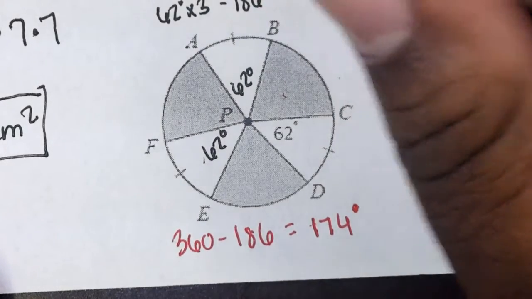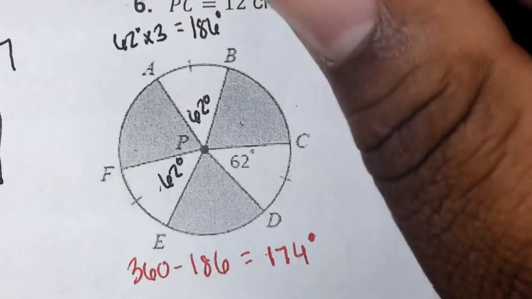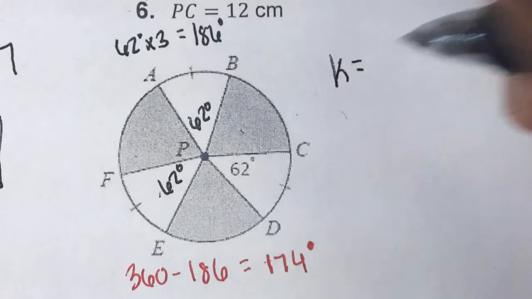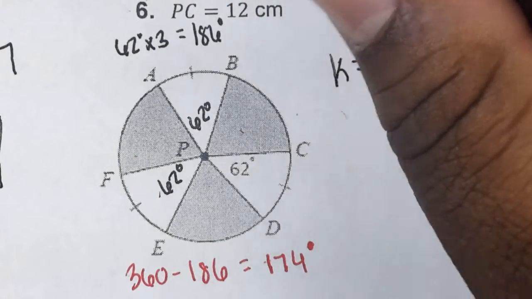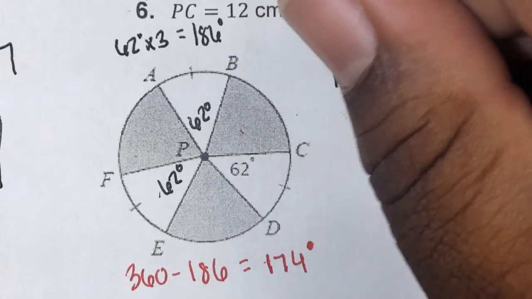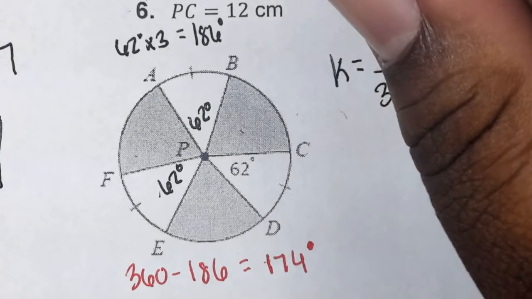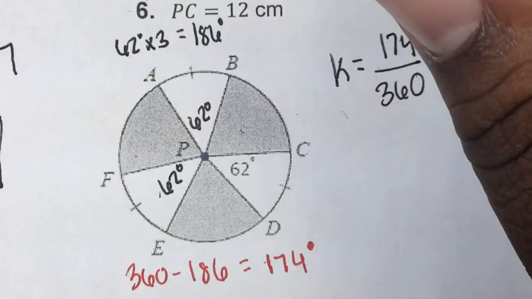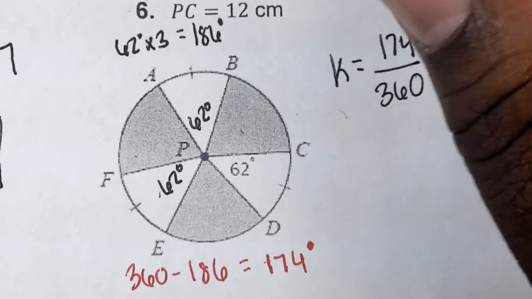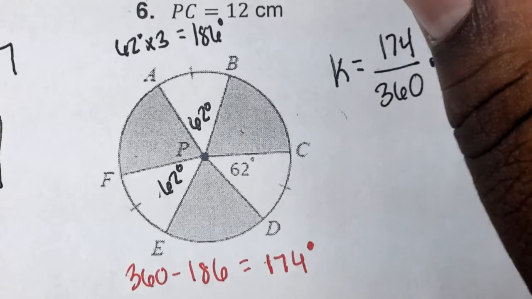I know you were. So, K equals 174. Uh-huh. Or 360 times 12. I'm going to keep it. I was about to write it too.